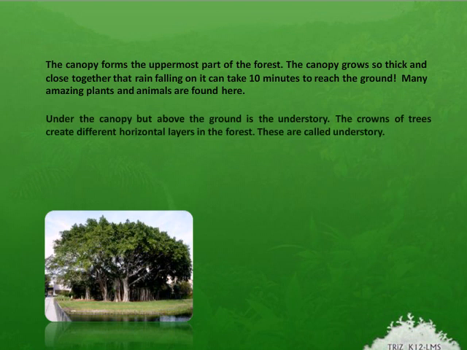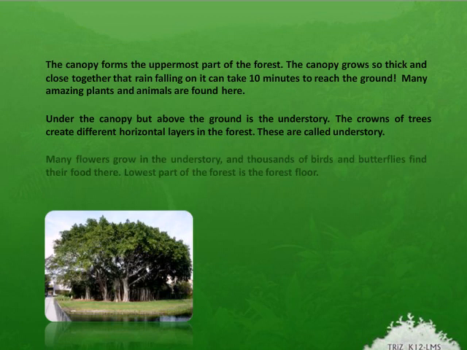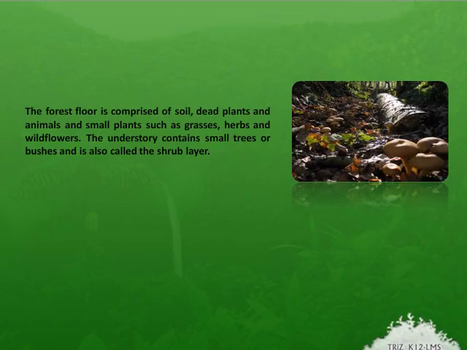Under the canopy but above the ground is the understory. The crowns of trees create different horizontal layers in the forest. These are called understory. Many flowers grow in the understory, and thousands of birds and butterflies find their food there. The lowest part of the forest is the forest floor. The forest floor is comprised of soil, dead plants and animals, and small plants such as grasses, herbs, and wildflowers. The understory contains small trees or bushes and is also called the shrub layer.